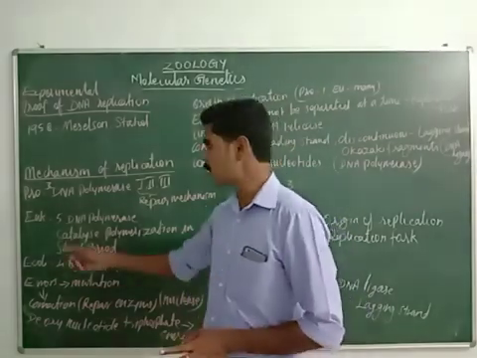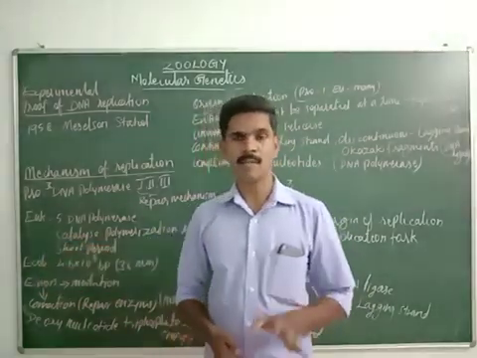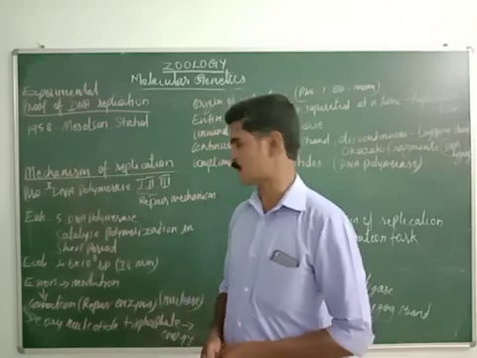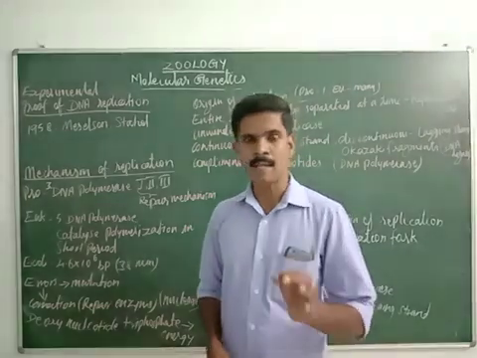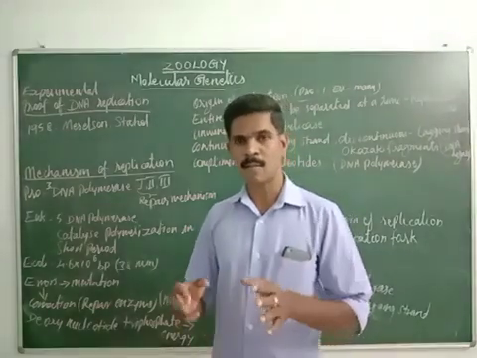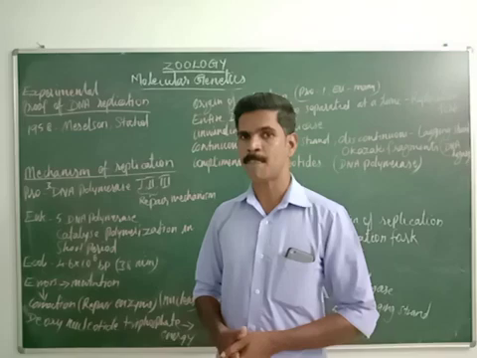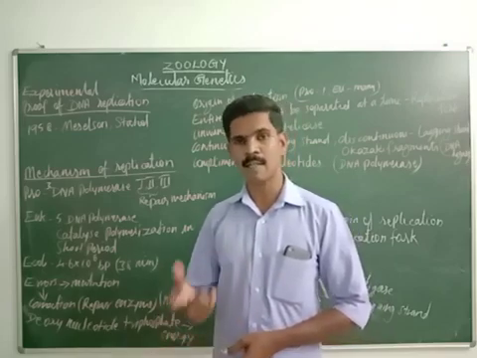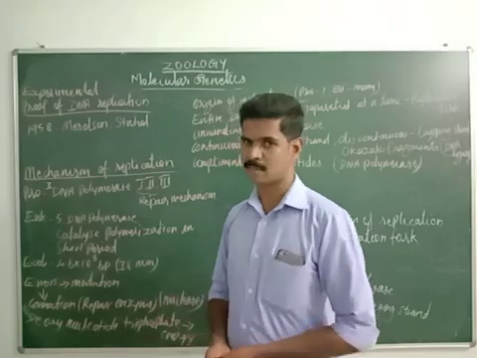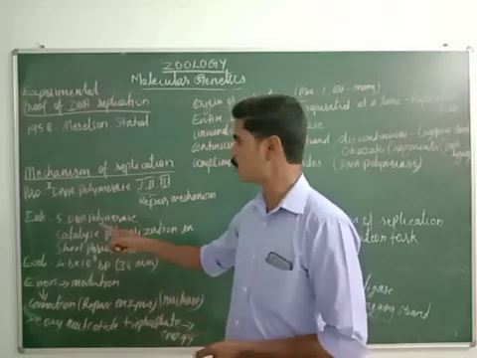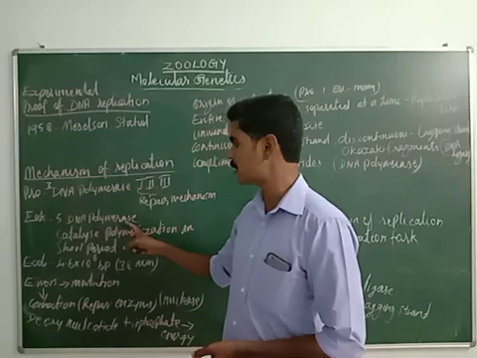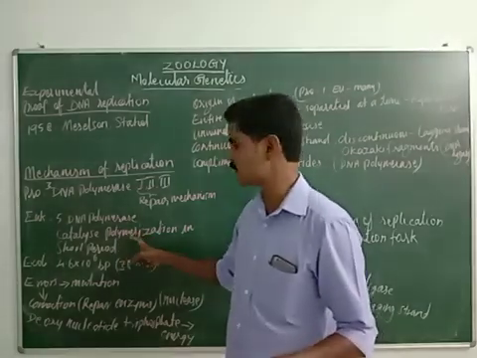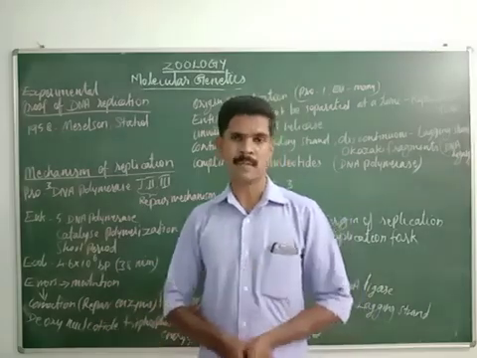Then in eukaryotic organisms, 5 DNA polymerase enzymes are needed for the replication process. All these 5 DNA polymerase enzymes catalyze the polymerization process. So in eukaryotic organisms, 5 DNA polymerase enzymes are there, and all of them catalyze the polymerization within a short period.